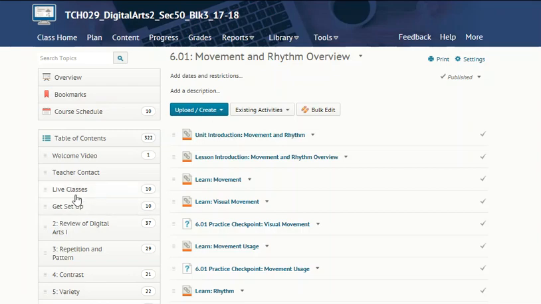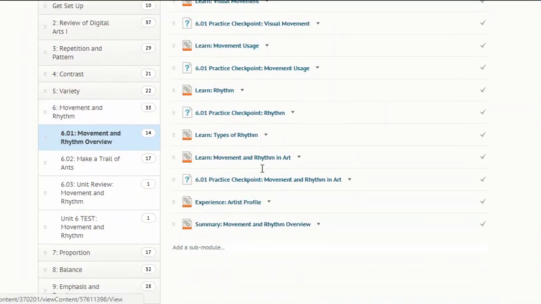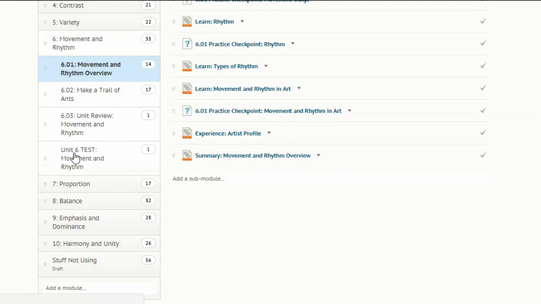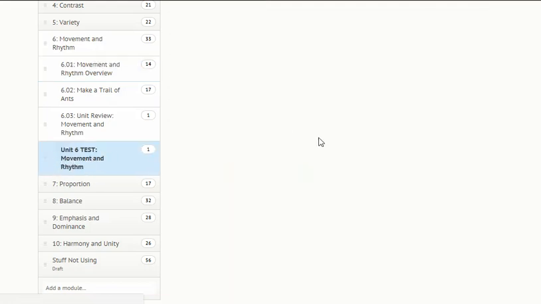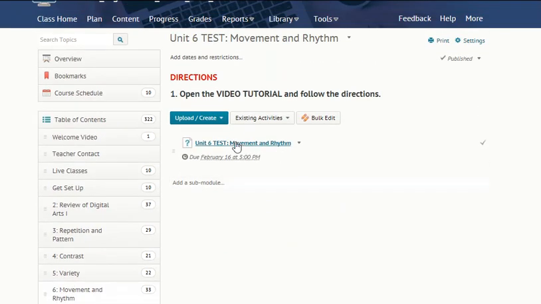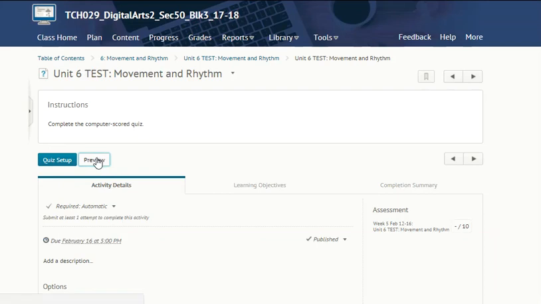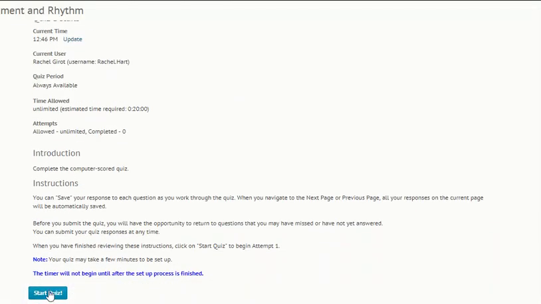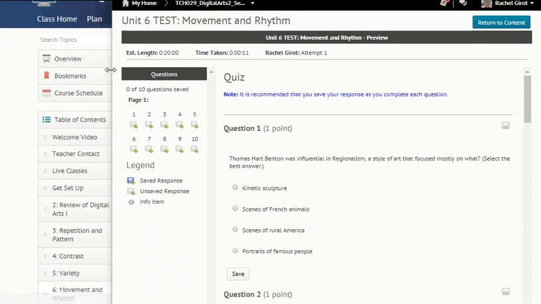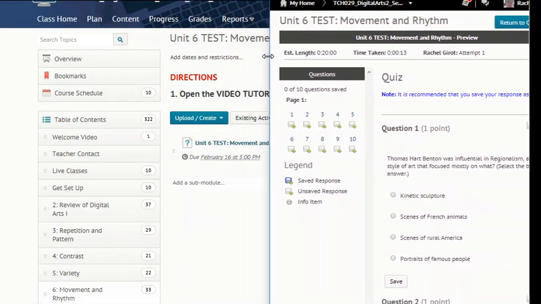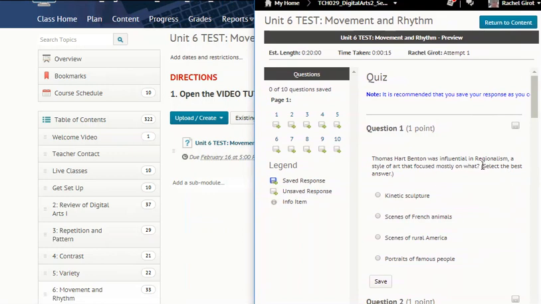So let's do our Unit 6 test. If we scroll all the way down to the bottom where it says Unit 6 test, we can right click on that, open that link in a new window, get the test started, and then resize it. I like to resize it so I can still read the whole question and use my scroll bar.